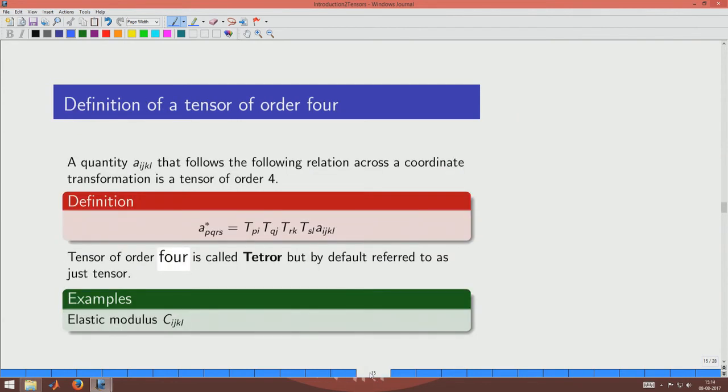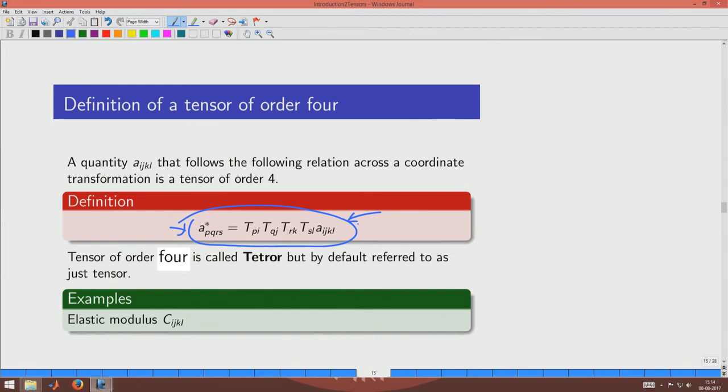So, a tensor of order 4 is given here, and you can see the 4 instances of transformation matrix T that are coming in. You can see that it is coming with the indices Pi, Qj, Rk and Sl, and the first letters belong to the indices of the tensor in the new coordinate system PQRS, and the second set, ijkl, are indices of the quantity in the old coordinate system. So, the sequence of writing the transformation matrix is same as for a vector definition.